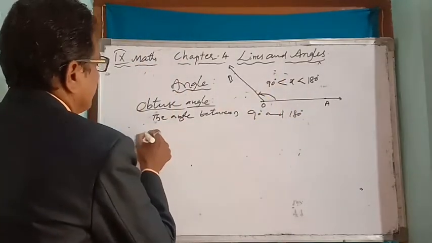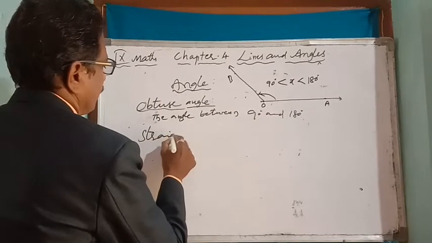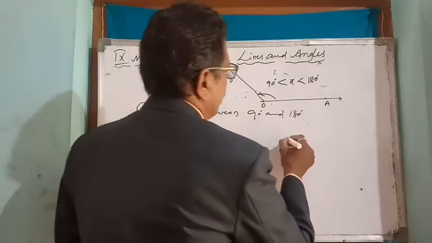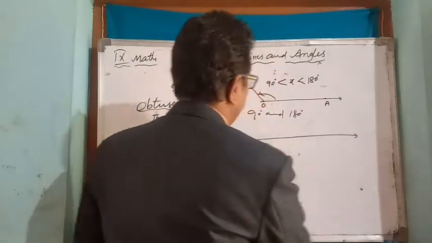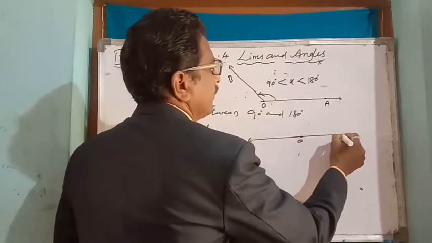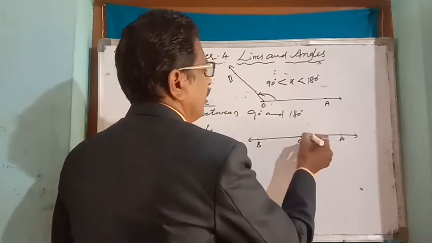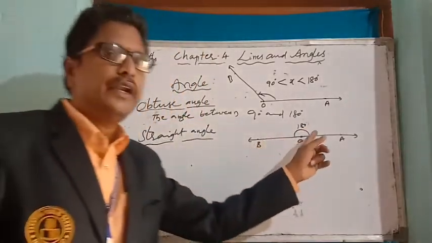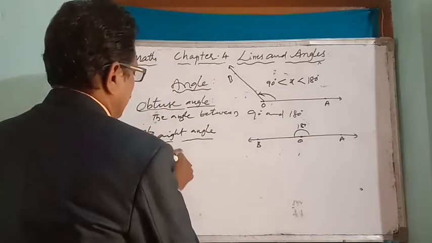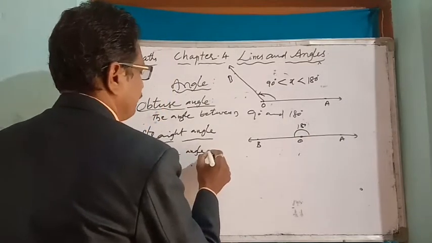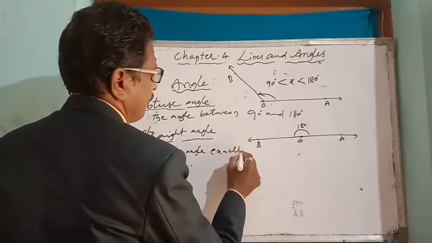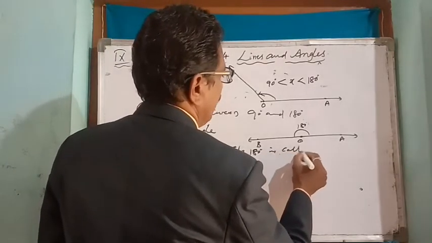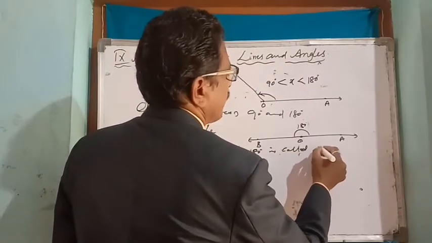Next, straight angle. The angle of exactly 180 degrees is called a straight angle.